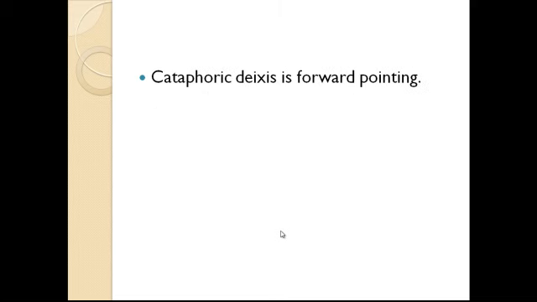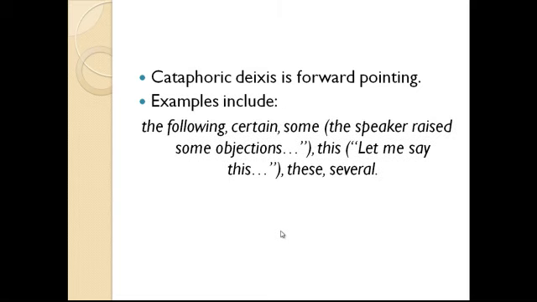On the other hand, cataphoric deixis is forward pointing within the text. Examples to this effect include such words as the following: certain, some. Let's use some in a sentence. When the sentence goes like, the speaker raised some objections, and then it continues.